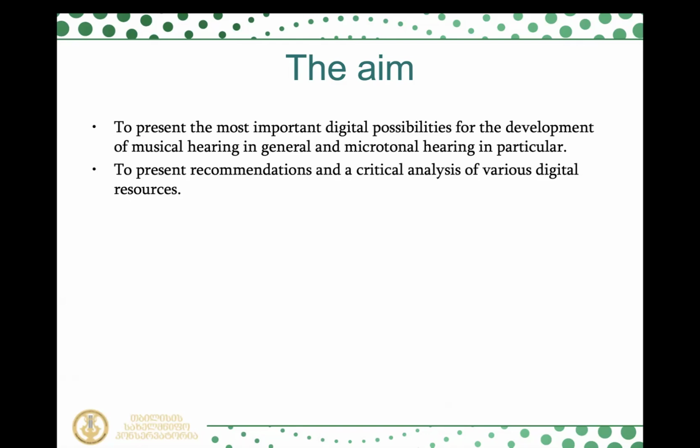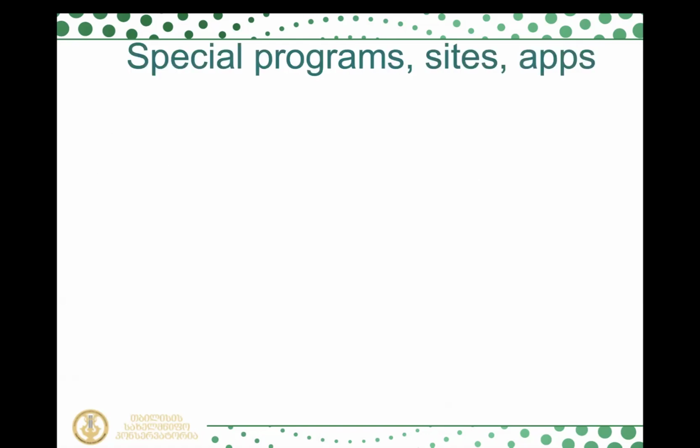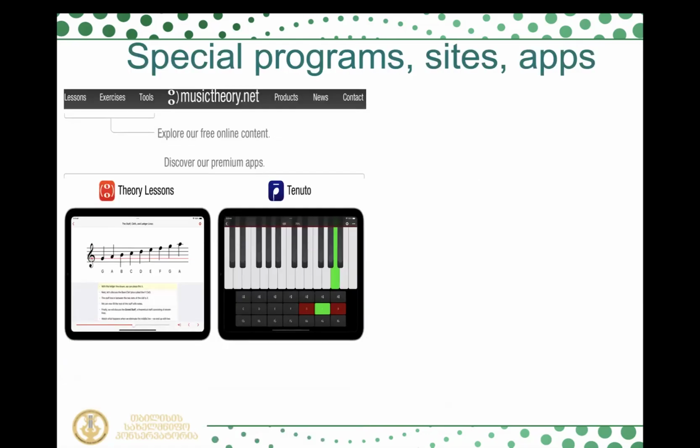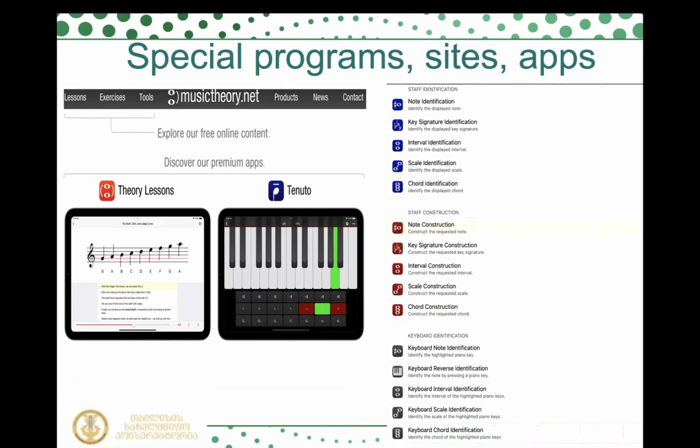If you search for such programs on the internet, you will find a lot of them, but not all of them are effective and versatile for the development of musical hearing. There are programs that more or less cover different aspects of musical hearing. For example, such a program is Music Theory Net. As you can see here, this program allows you to work on developing intervals, mode, rhythmic, and harmonic hearing, basics of the music theory.